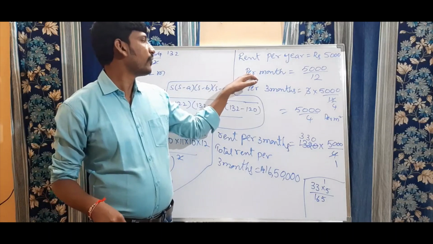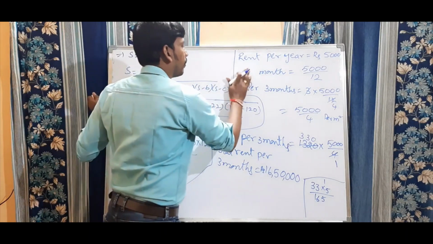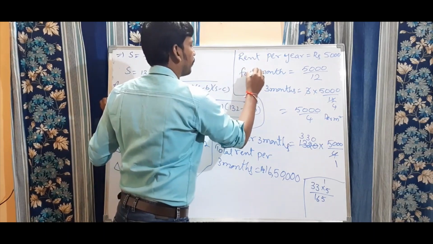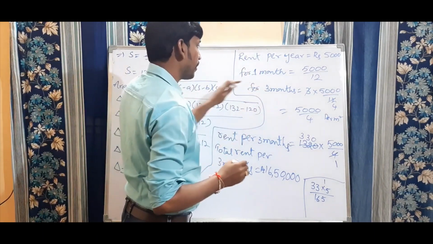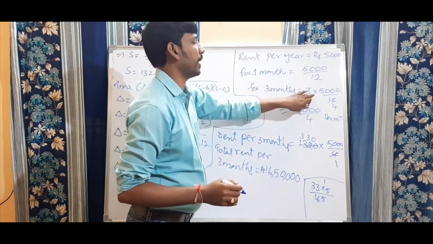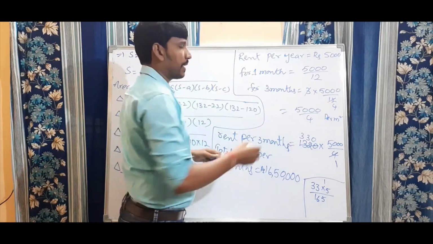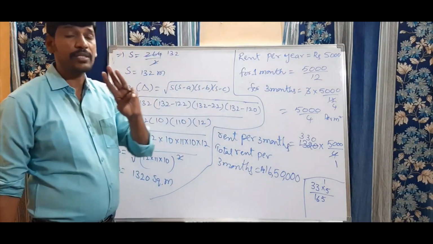So now we need to find out the value for 1 month. For 1 month equal to 5,000 by 12, and for 3 months equal to 3 into 5,000 by 12. By cancellation you will get 5,000 by 4 per meter square for 3 months.